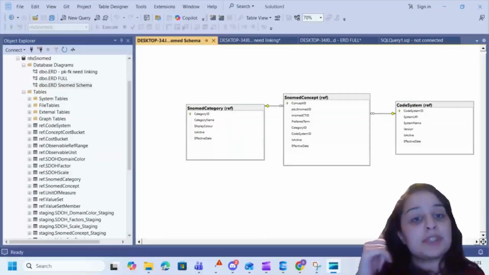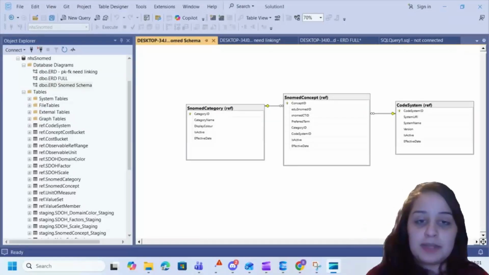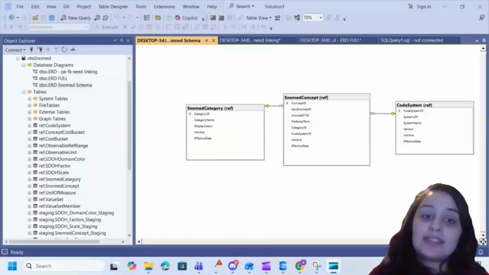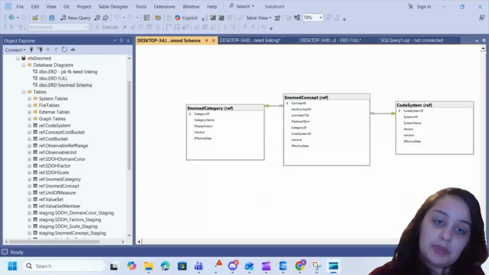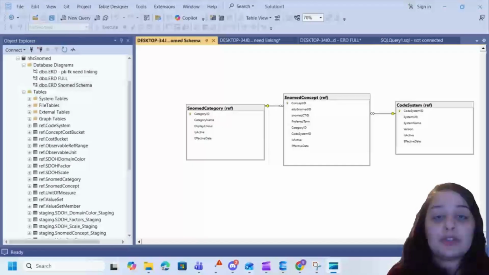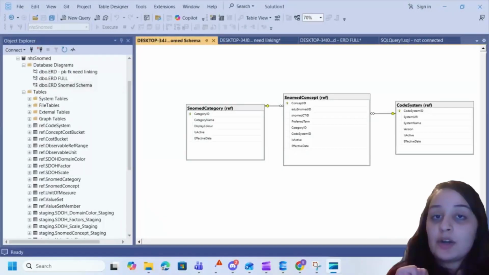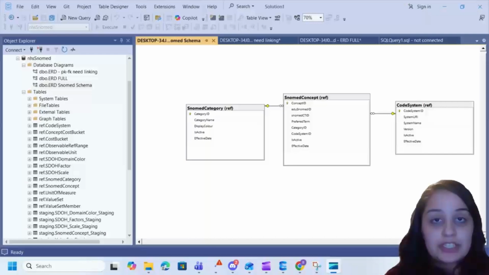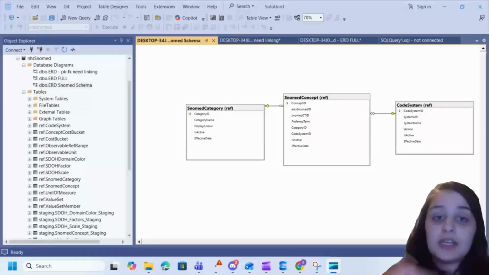The code system table stores metadata about the system itself. And additional tables simulate supporting healthcare data structures, such as value sets and staging tables. Snomed is the largest clinical terminology system in healthcare, containing over 360,000 medical concepts representing diseases, symptoms, procedures, and observations. And within NHS England, Snomed CT is used across electronic healthcare record systems to ensure consistent and interoperable clinical records.